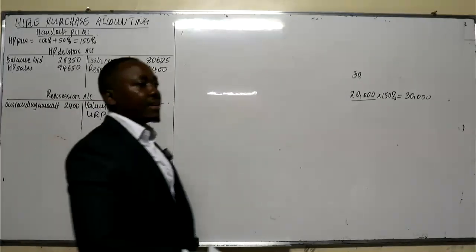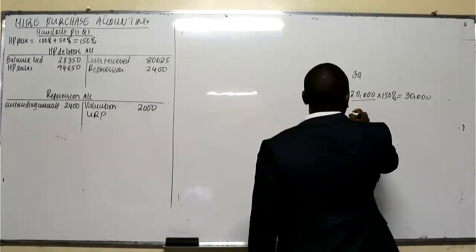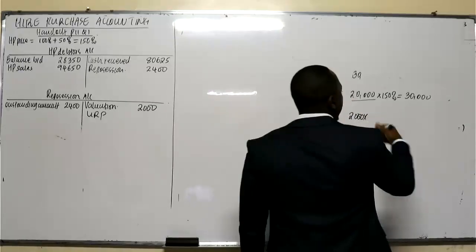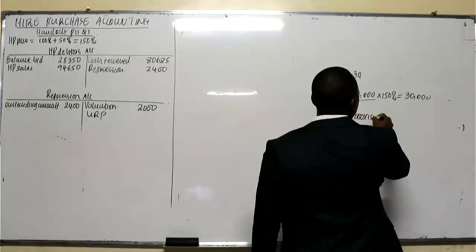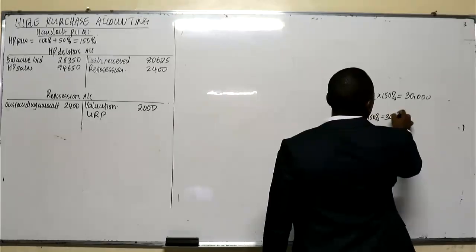Is that at how much? Yeah, 3 million. That means it's 2,000 and then 50% above, so you multiply by 150. They'll sell it at 3 million.